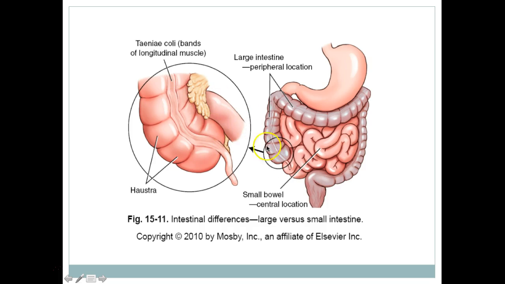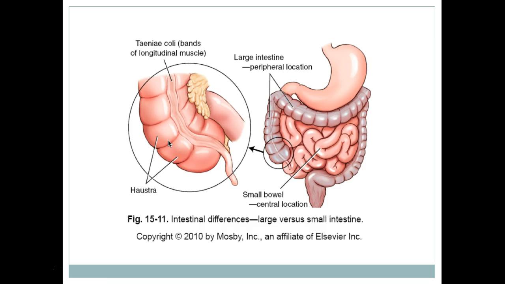Here's a blown up portion of this area. So coming in, this is your terminal ileum coming into your cecum. But this is really important to show you that these are your teniae bands. It's a longitudinal muscle here that keeps it all together. And here's your haustra, the sac-like portions. With these haustra, that's how you tell the difference between your small and your large bowel.